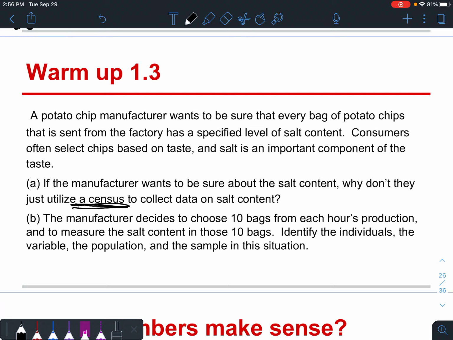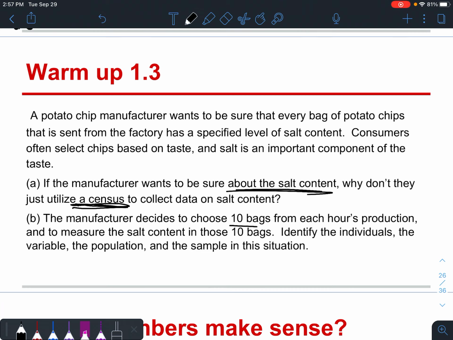Now, if you test every single chip, you're not going to have any chips to sell. So that's a pretty poor business plan. So to be sure about salt content, you don't want to use a census. You can use sampling, and you can get a good read on what your salt content is based on that.